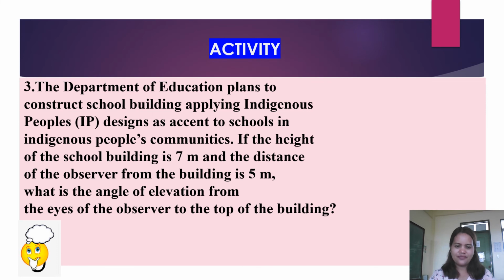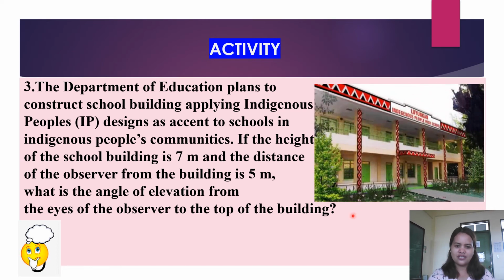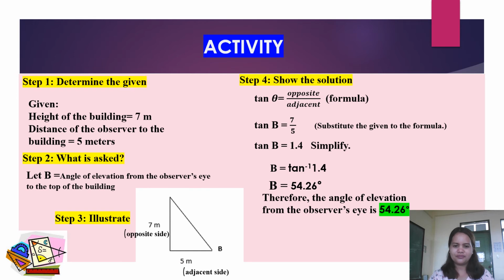Okay. The Department of Education plans to construct school building applying indigenous people designs as an accent to schools in the indigenous peoples communities. If the height of the school building is 7 meters and the distance of the observer from the building is 5 meters, what is the angle of elevation from the eyes of the observer to the top of the building? Okay, so anong hinahanap dito? Okay, very good. Yung measure of angle of elevation. So, nagkakatulad siya ng solution dun sa example number 3. O, ayan na yung sagot.